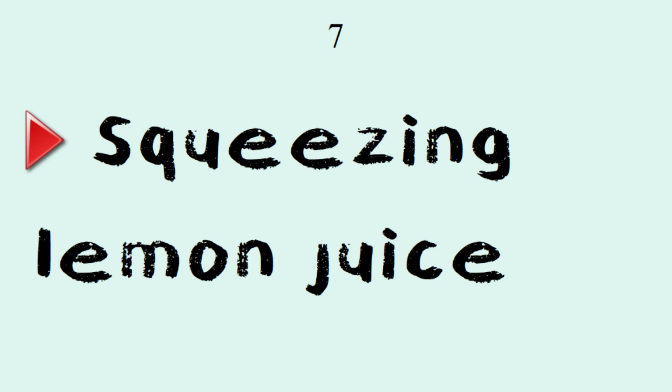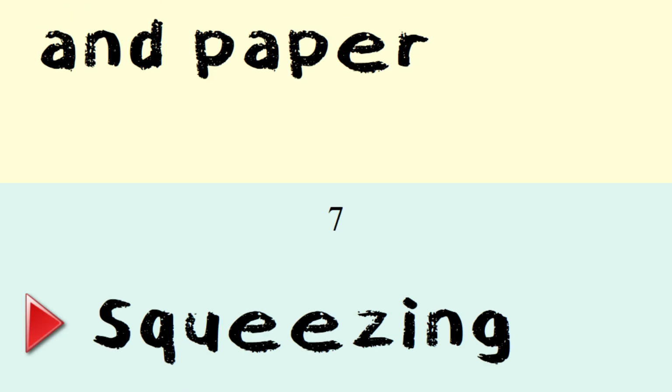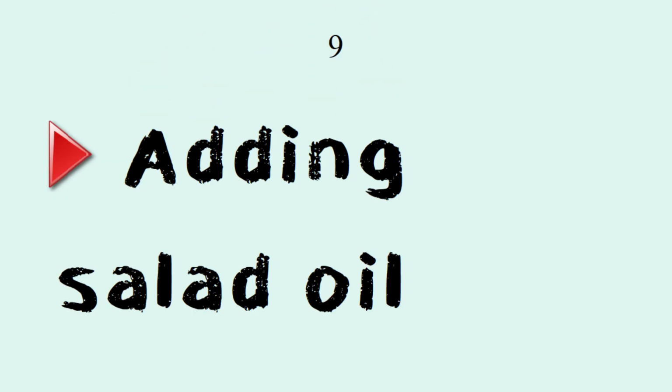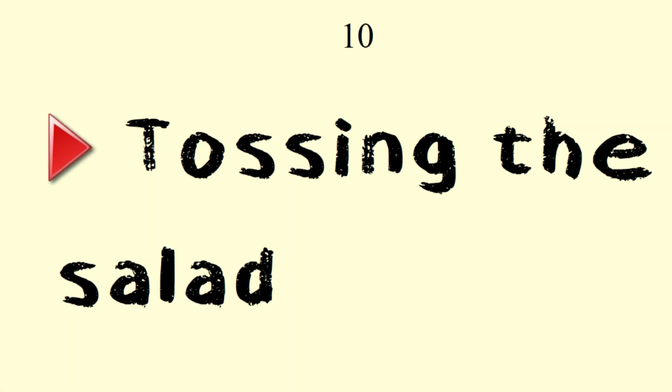Then, chilies are mixed. Lemons are squeezed on the salad. Now, salt and pepper are mixed. At last, salad oil is mixed for flavor. The salad is being tossed. Now it is ready to be served.